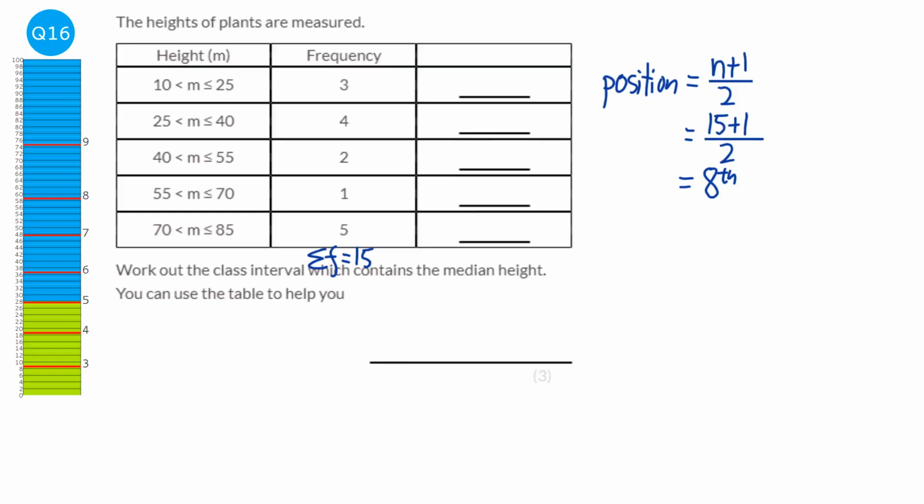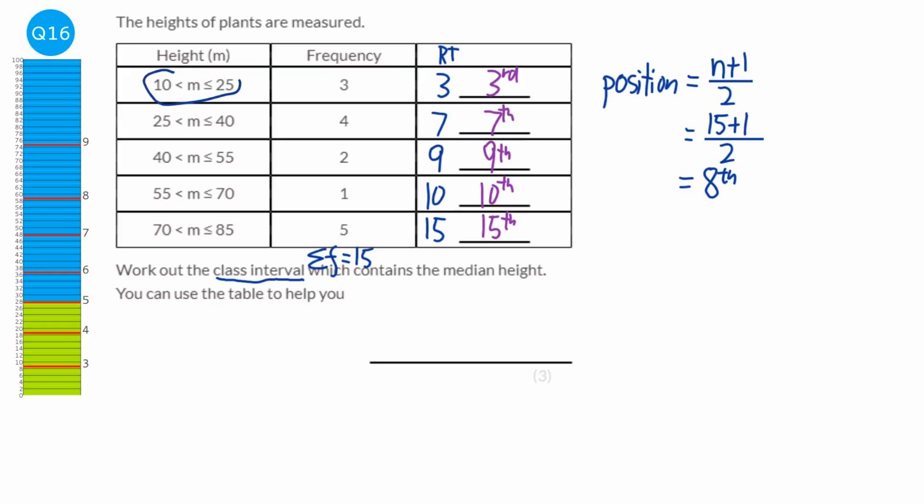Now to easily find out which group, because it's asking for the class interval, which is just a fancy way of saying a group, so it could be this one or it could be this one. To easily find out which group the median is in, what we do is a quick running total. So I'm going to add up the frequencies as I go along. We've got 3 there, 3 plus 4 is 7, plus 2 is 9, plus 1 is 10, plus 5 is 15. And then I just convert those into 3rd, 7th, 9th, 10th, and 15th. Those numbers are the last position in that group.